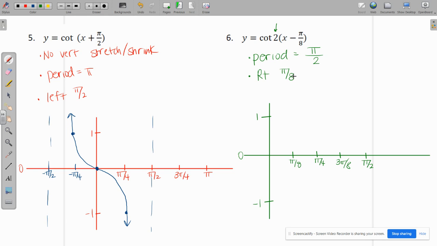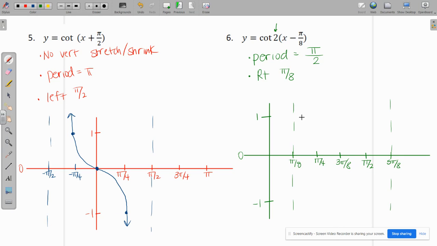But we're going to move right pi over 8. That's going to be 1 more tick mark. So if I add that in, remember this was 4 pi over 8, so this would be 5 pi over 8. So for cotangent, we typically start on the y-axis with our vertical asymptote, so that means it shifts to the right. So it's going to start here and end here.